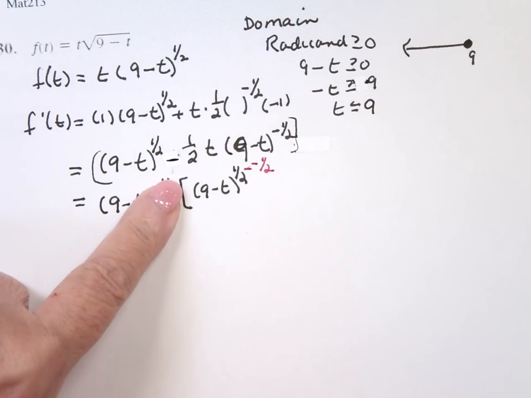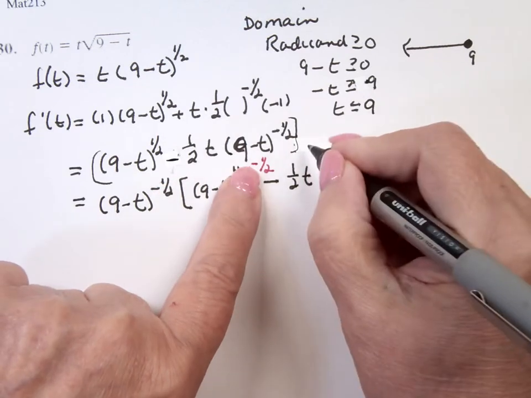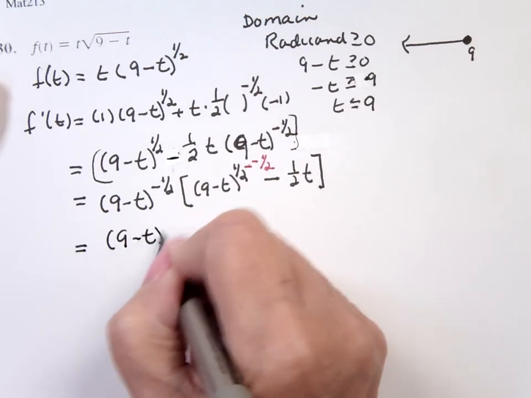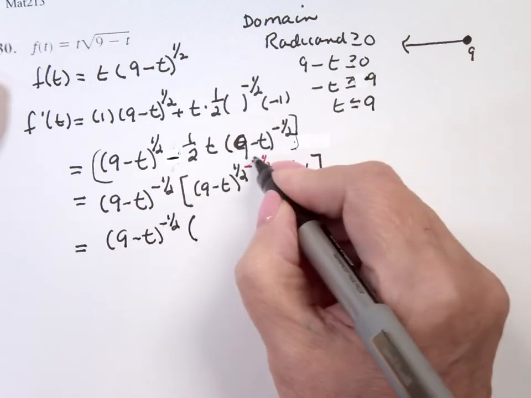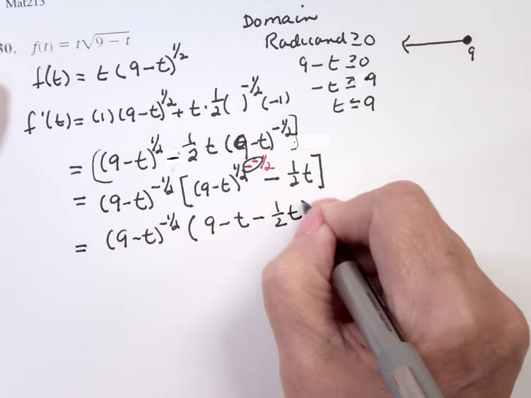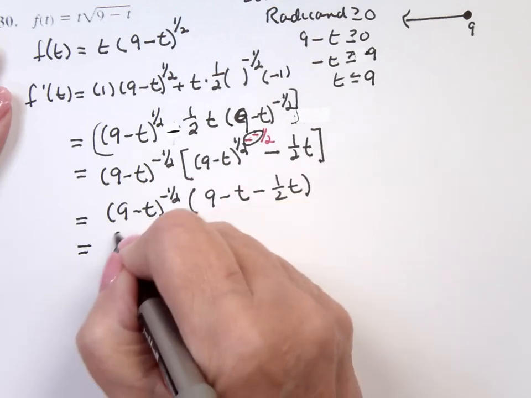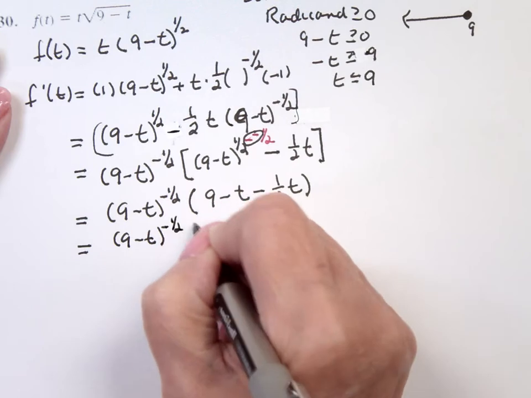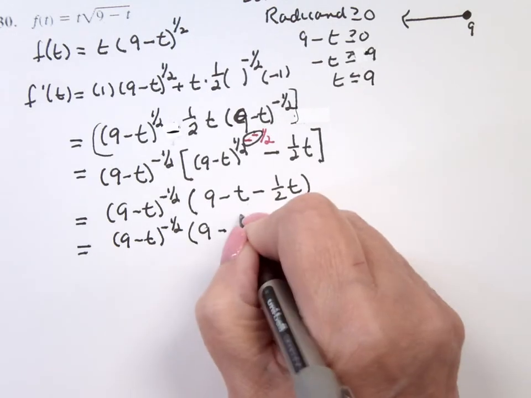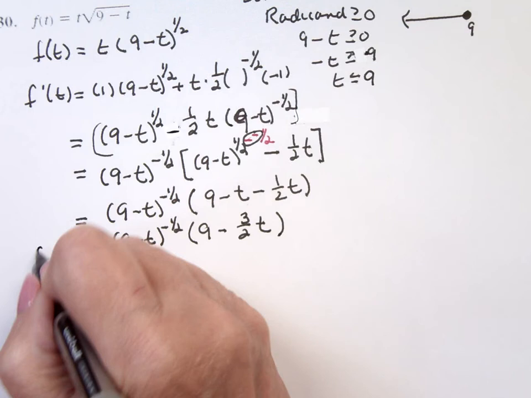That's where this factoring worksheet's going to come into play. Minus 1/2 t, and I'm taking the 9 minus t to the negative 1/2 times, that's a plus, so it's just 9 minus t minus 1/2 t. 9 minus t minus 1/2 t is 9 minus 1.5 t, or 3/2 t. So now that's what f prime of t is.